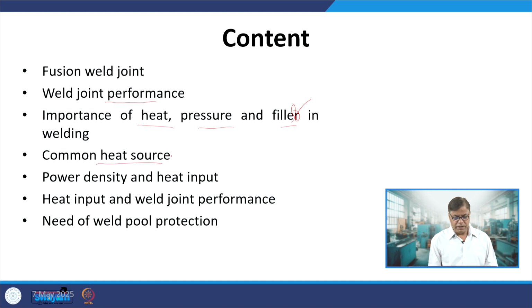And what are the common heat sources which are used for welding, like the combustion of fuel gas and oxygen mixture, arc, or the laser, electron beam, like that. Then how the power density of the heat source and the heat input are related with each other, because this affects the weld joint characteristics significantly.